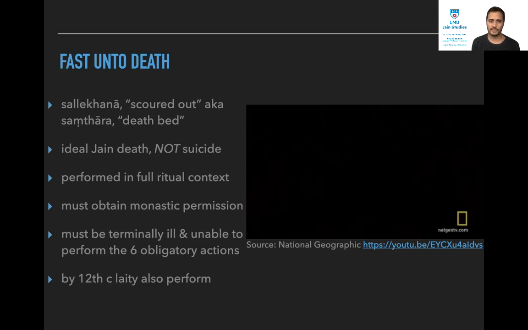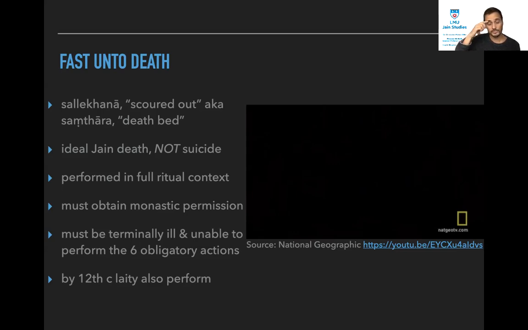So Sallekhana can literally mean scoured out. You're literally scouring out your body of all of its karma, right? Because you're giving up even the basic human desires and needs, right? It's also called samtara, which can mean deathbed. And so what I really want to emphasize, as Dundas does and others have, is that from a Jain perspective, this is not death, or it is not suicide. It is the most honorable way to die, right? Because you are giving up all of your desires, you are relinquishing any violence that you need to have inflicted on the world on your behalf to even produce food for you, or even to breathe in microorganisms, in order to burn away your karma.